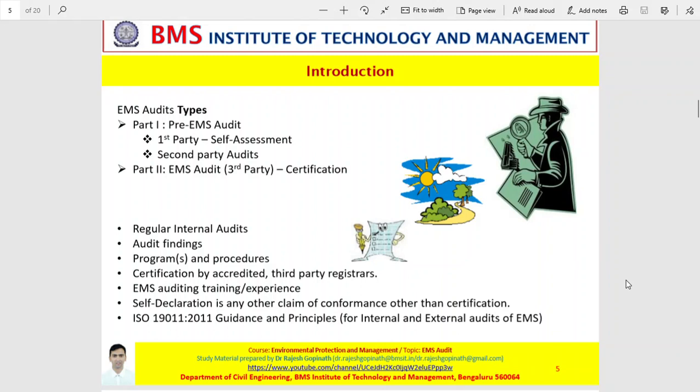Okay, now it is a well-known fact, as I told you, that EMS audit is carried out only by trained, experienced professionals, and this is no longer a self-declaration process, rather it is a conformance of your efficiency in terms of the certificate. Okay, let's move on to slide 6.